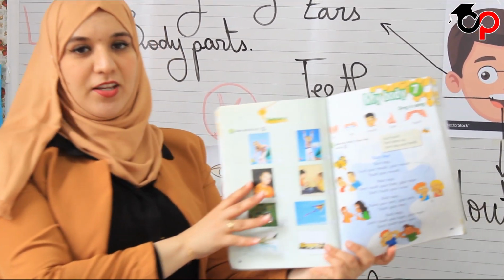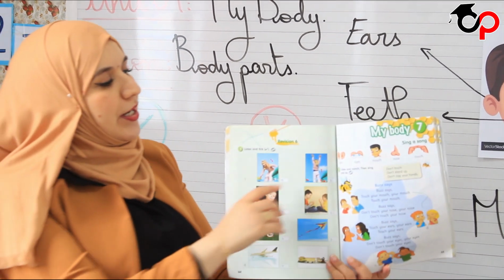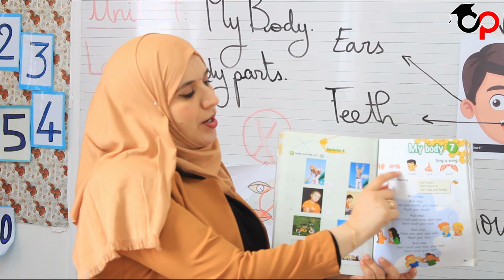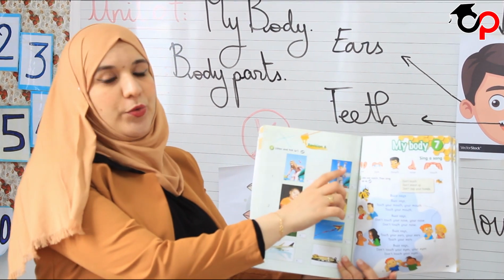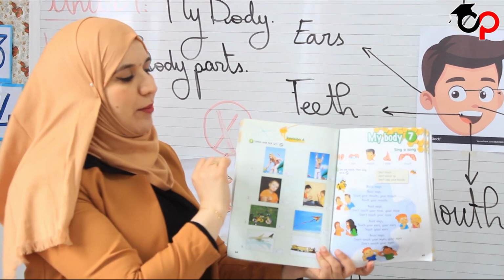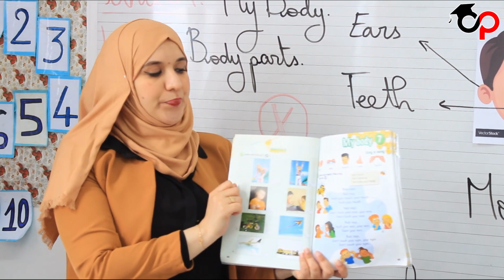Some have 63, some have 65. So here we are going to find some vocabulary about the parts of the face. So you can revise from this vocabulary. Then we have the sound.